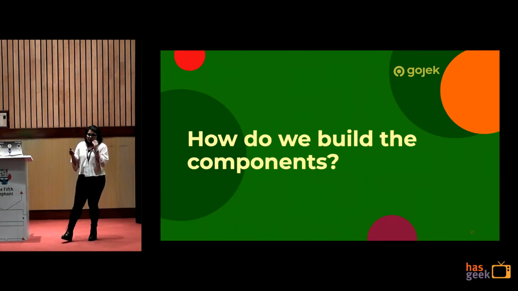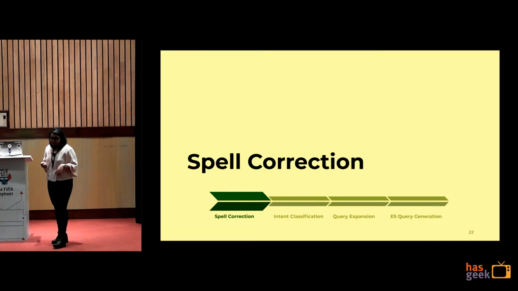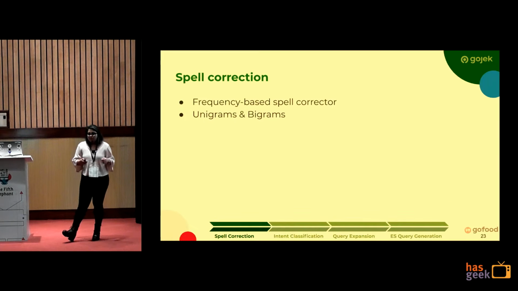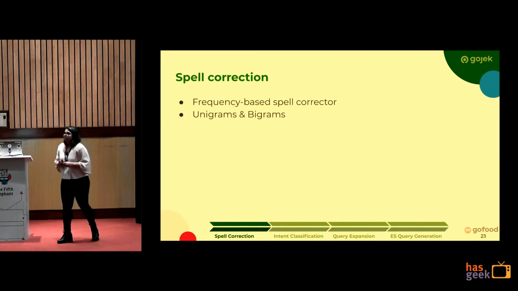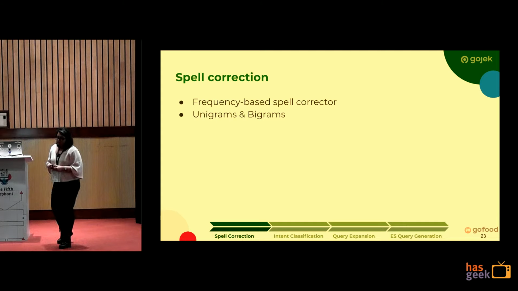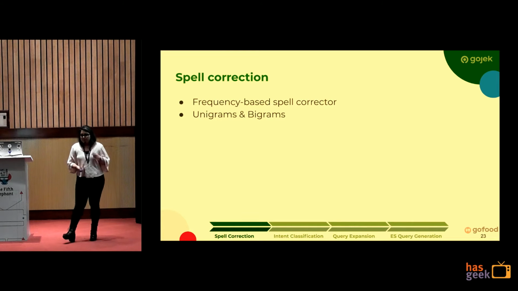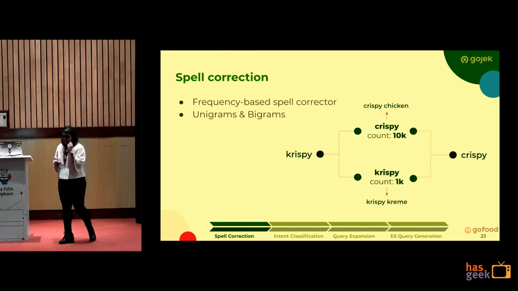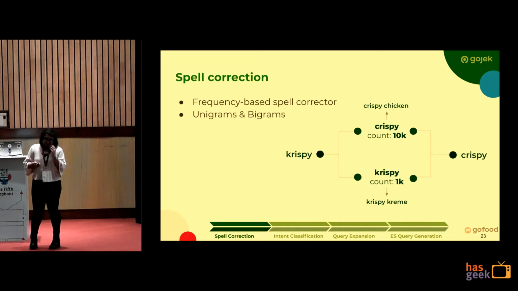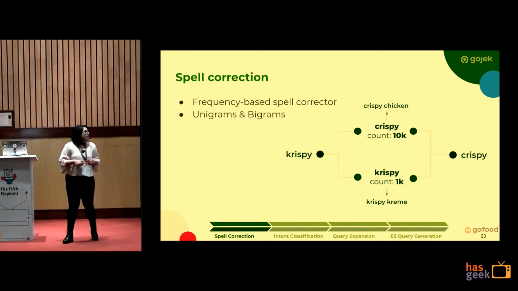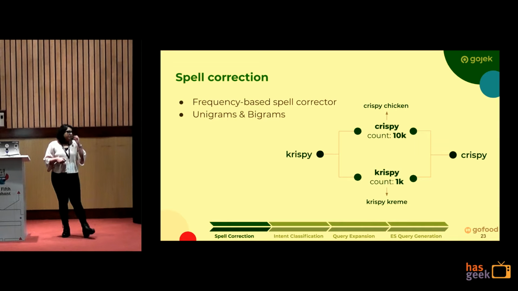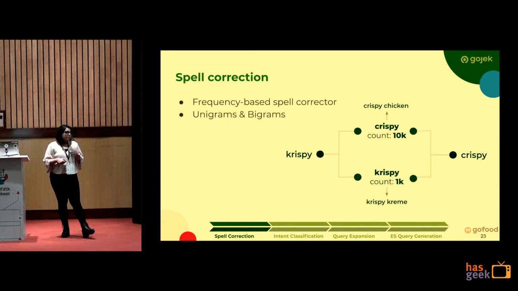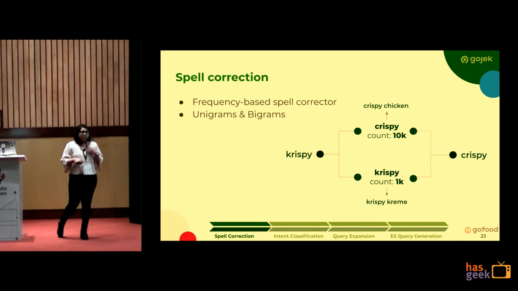Now, how do we actually build these components? Let's start with spell correction, which is the first step. We had a simple frequency-based spell corrector, which took into account unigrams and bigrams that existed in the corpus. Let's look at an example. If you type crispy with a K, it checks whether this word is there in the corpus or not. It does find crispy with a K, but with a count of 1000.